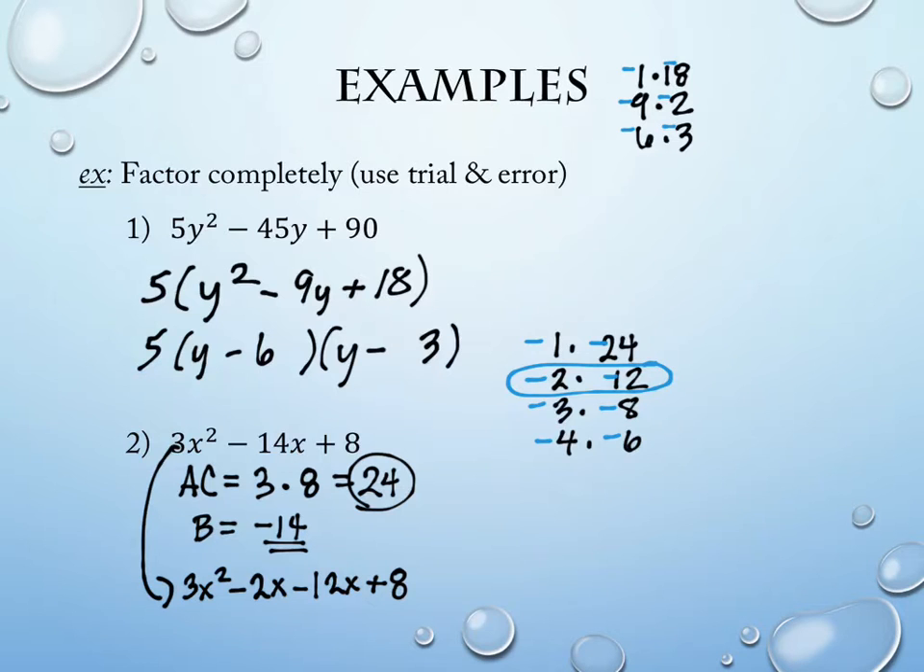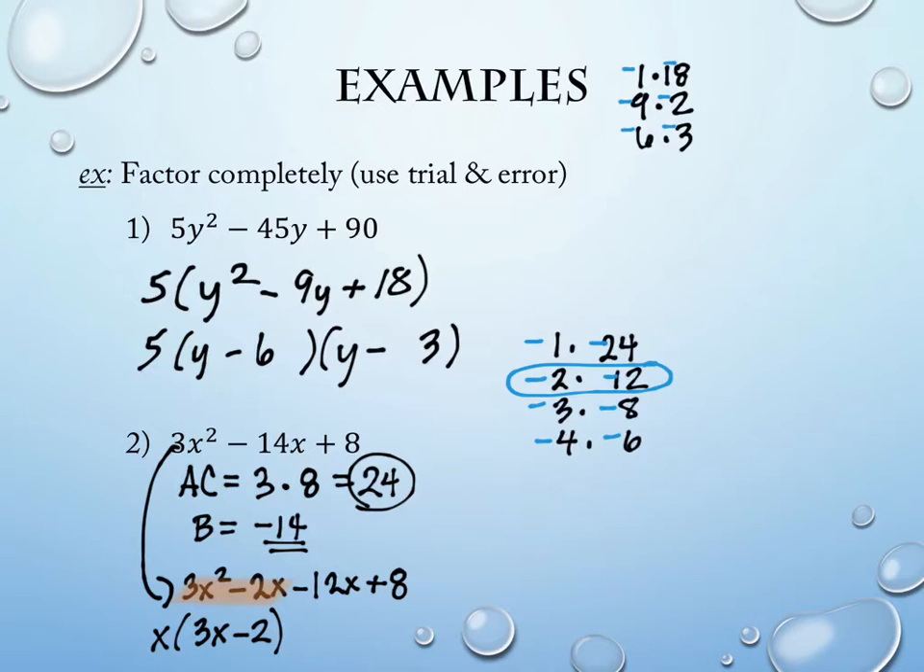All right, 2 at a time. 3x squared and negative 2x, what do they have in common? X. And I pull it out and I get? X minus 2. I have 3x minus 2. Okay, cool. Next two.